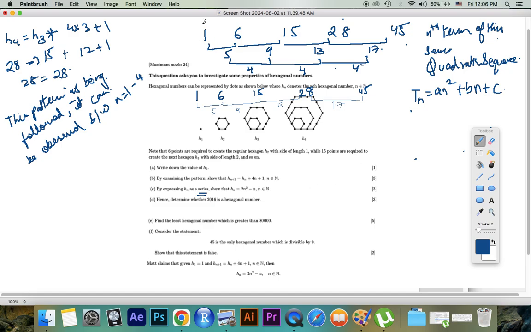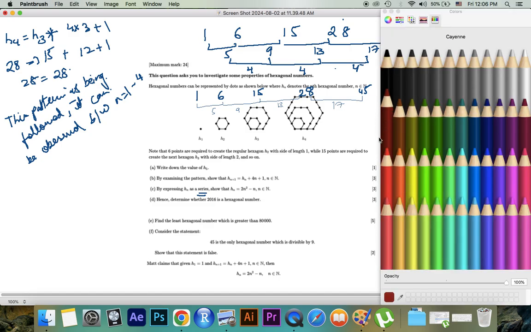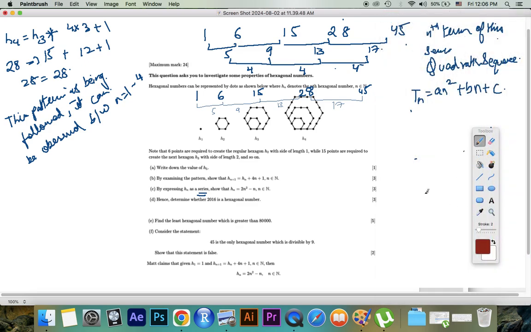So let's start. Firstly, we have the first term as 1, right? So the first term is 1, and what we are going to do is let's put n equal to 1. So that means a into 1 square plus b into 1 plus c. So we have a plus b plus c, right? This is our first term. So what we'll do is above the 1 we'll write a plus b plus c.